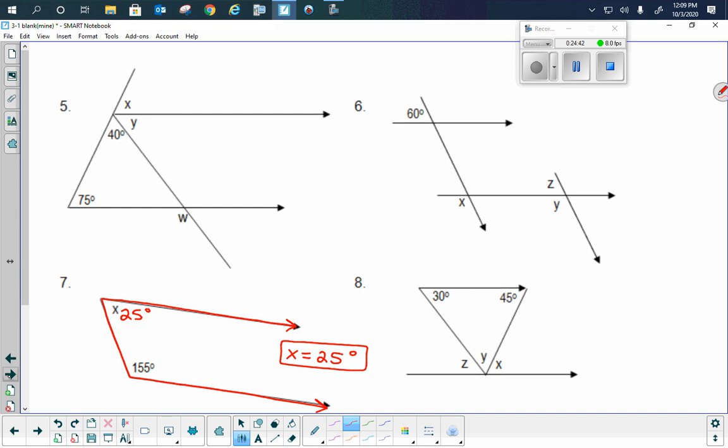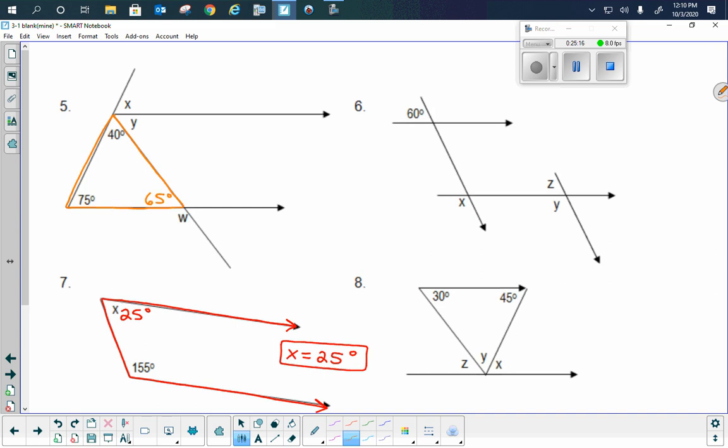Let's definitely look at 5 together. Okay, so on 5, where could we start? Well, I see a triangle that has 75 and 40 in it. I think I'll find the other third angle in there. So focusing on this triangle with the 75 and the 40, if I take 180 minus 75 and 40, I'll get that this angle is 65 degrees.